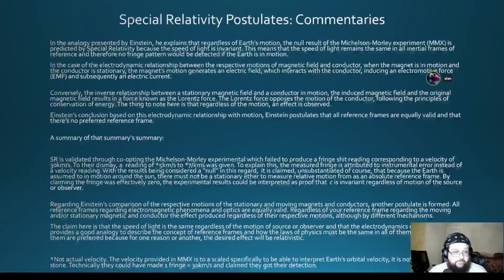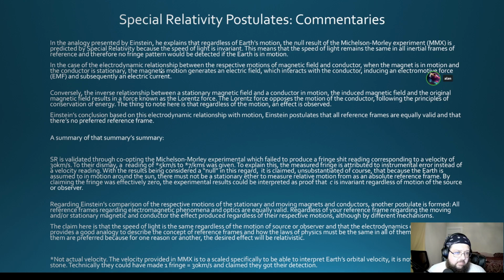So we'll continue on here. In this analogy presented by Einstein, he explains that regardless of Earth's motion, the null result of the Michelson-Morley experiment is predicted by special relativity because the speed of light is invariant. This means that the speed of light remains the same in all inertial reference frames, and therefore there should be no fringe pattern detected from Earth's motion.